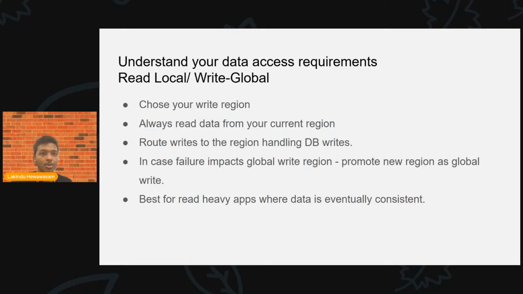So one question you might ask me is, in the case where your write region goes down, how do you handle that? At that point in time, you might have to have some kind of algorithm that monitors the health of the write region, and when it goes down, it promotes a secondary region as the next write region, basically. So this is a really good operation for read heavy applications where your data is eventually consistent.